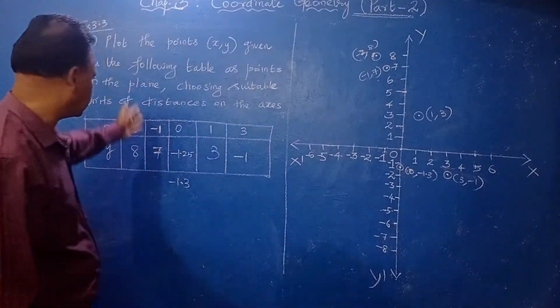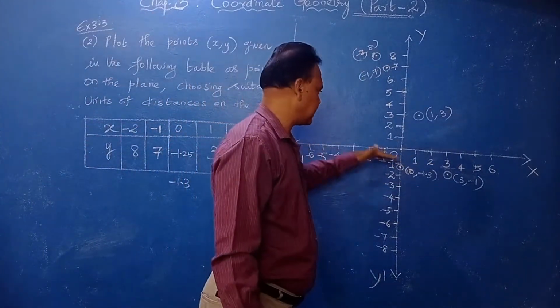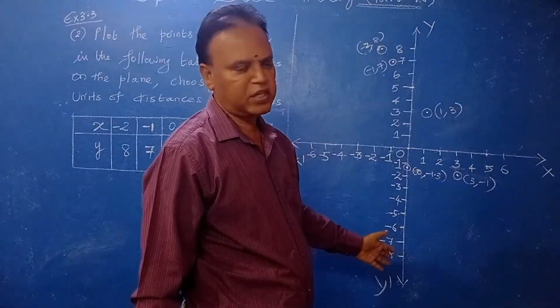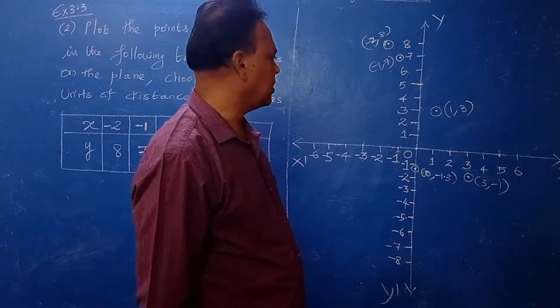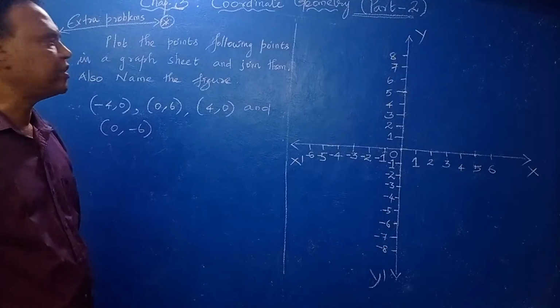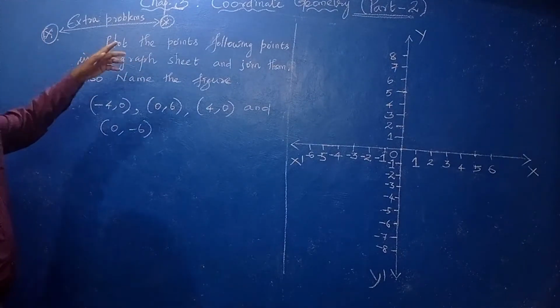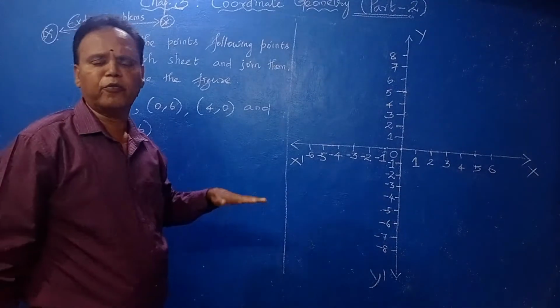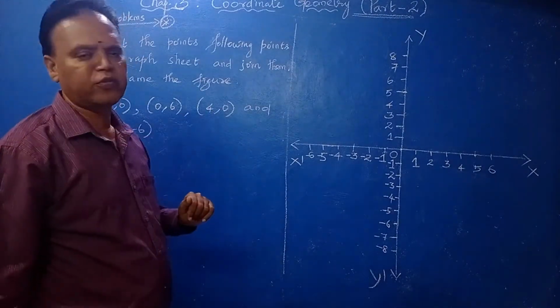Write the problem in the classwork. Then draw the graph, that is the x axis and y axis, drawing on the graph sheet. Then plot the points. Then you paste it in the classwork. You see, this is a very important problem. From the examination point of view, it is very important for 4 marks. In the examination, they may ask this type of question for 4 marks.